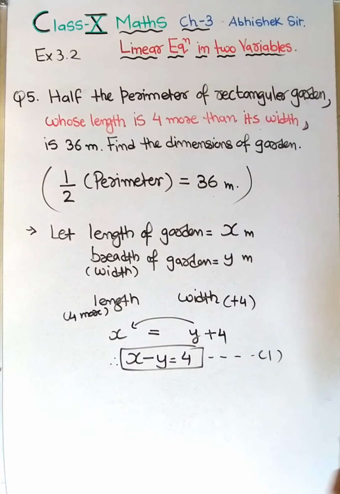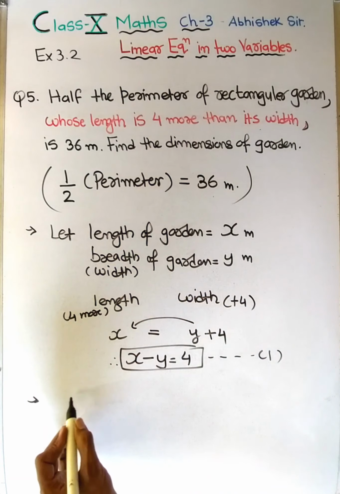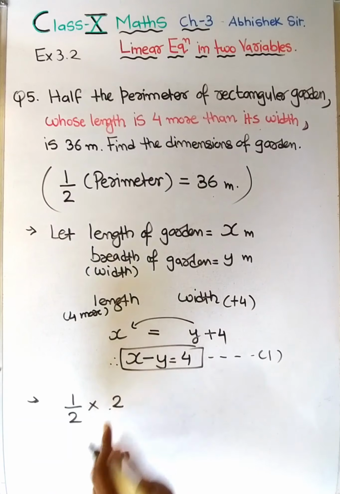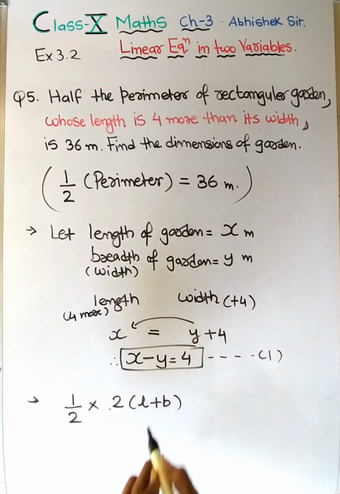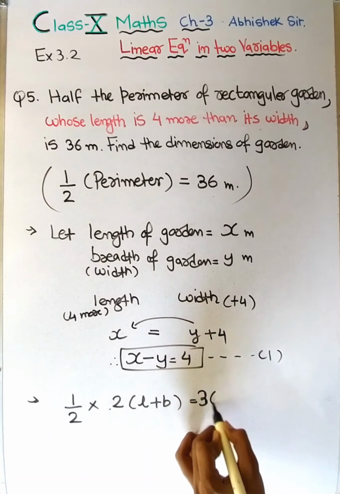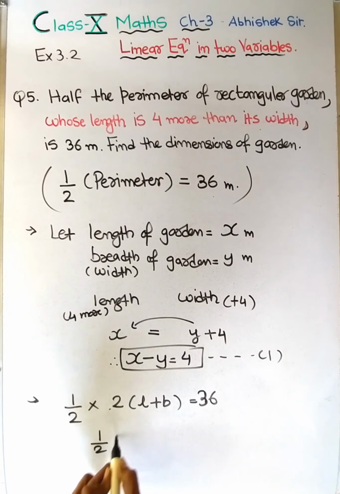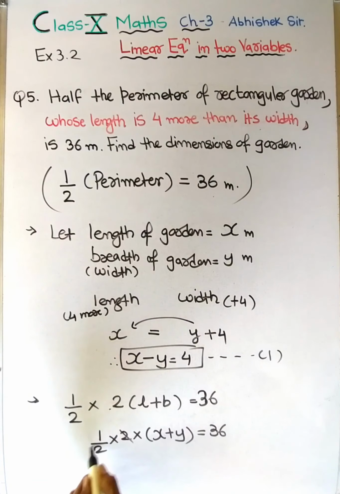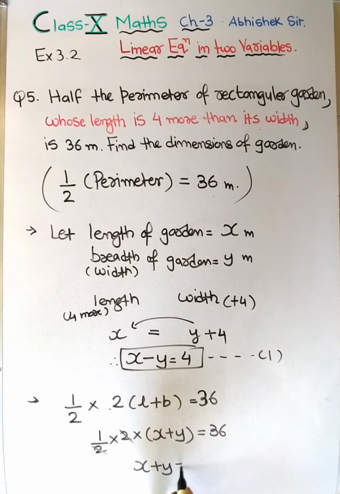And let us go for the hint, half of the perimeter. So half into perimeter is half into 2 into (L plus B). Now over here, what is L? We have assumed that it is x and y. Now if you cancel 2 and 2, we have x plus y equals 36, and this is our equation number 2. Clear?